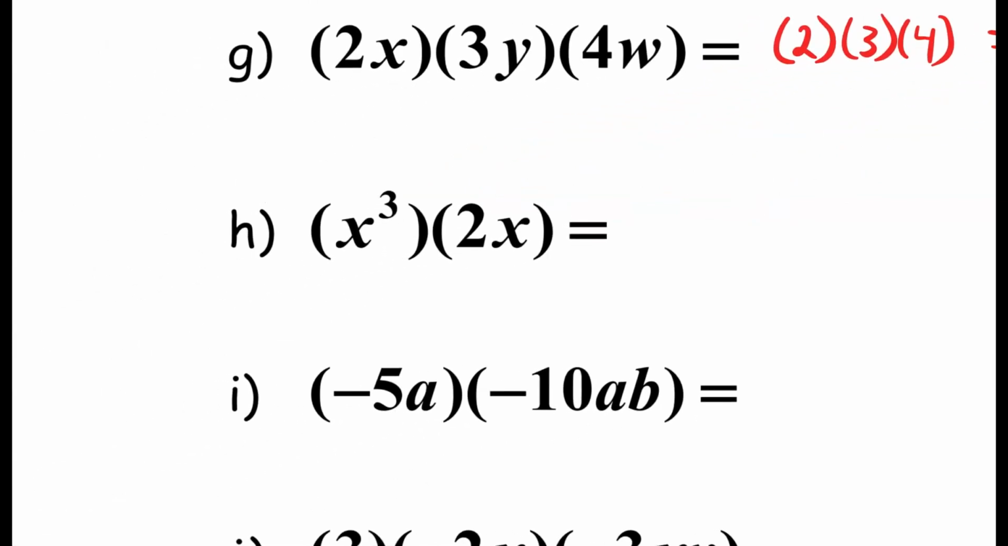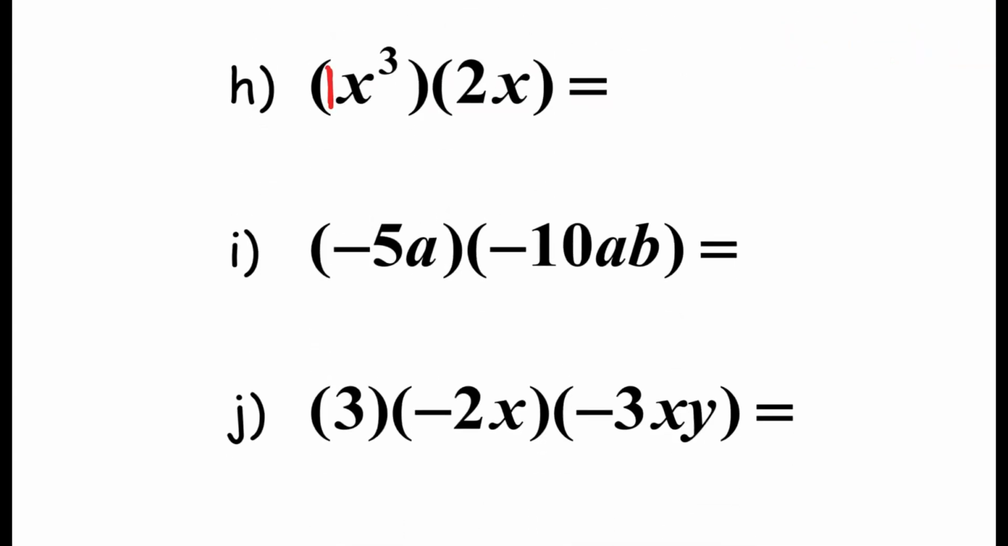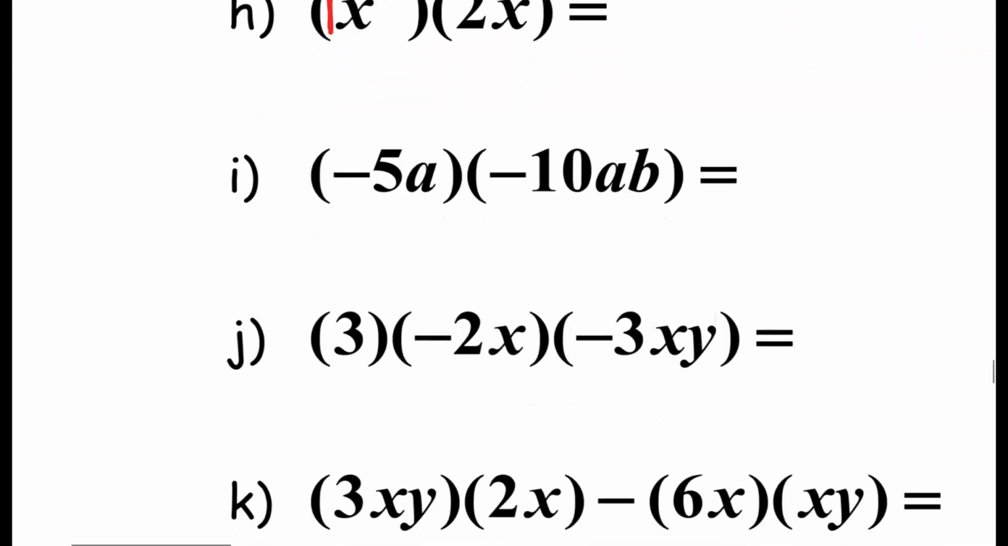For H, I'm going to have you do this one on your own. Remember, if there's no coefficient written in front of the variable, it's always a 1. And then look at your variables. In this question, your variables are the same, so that means you're adding the exponents together. You're also going to do I and J on your own so that you have some more practice.